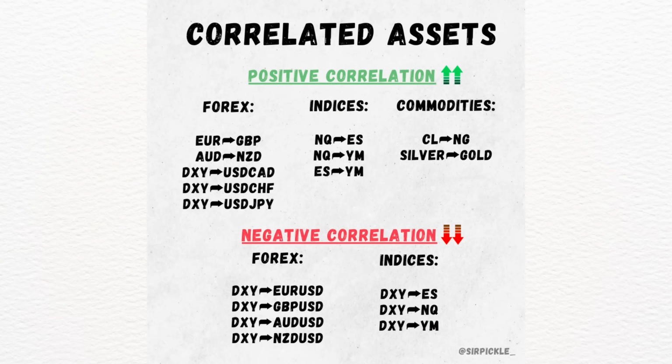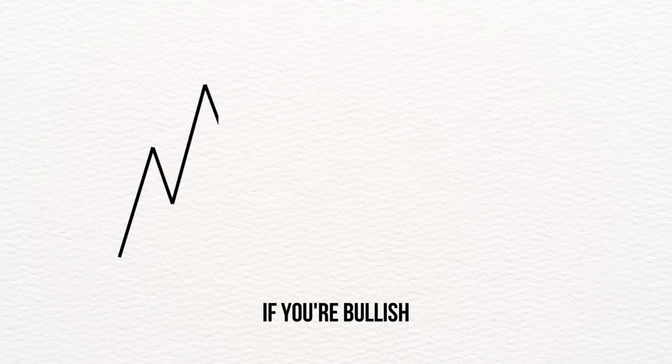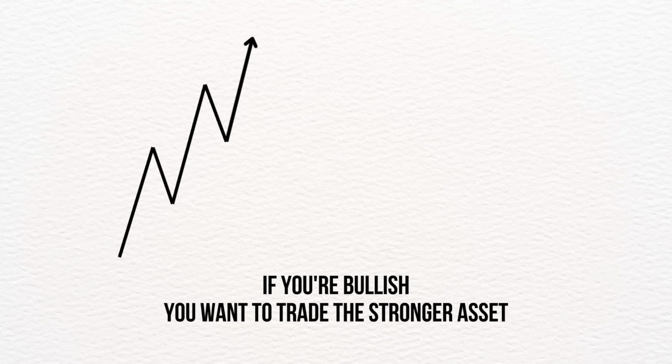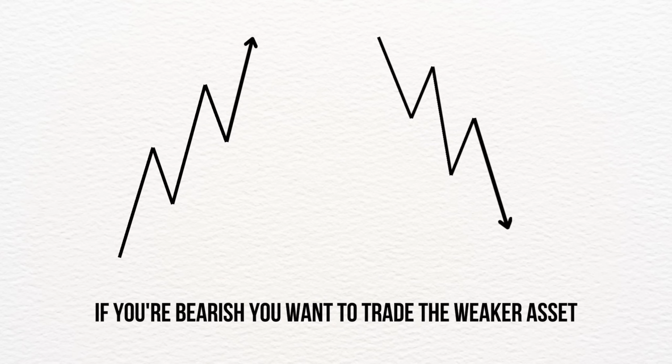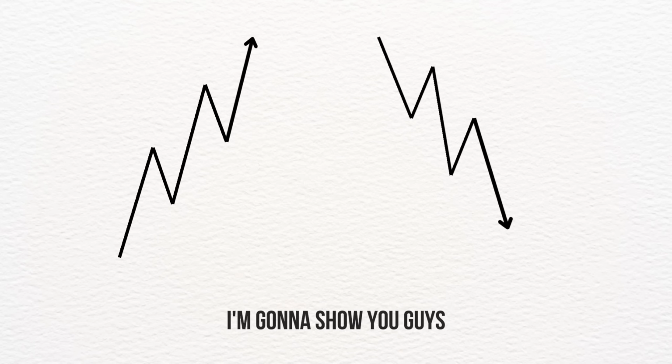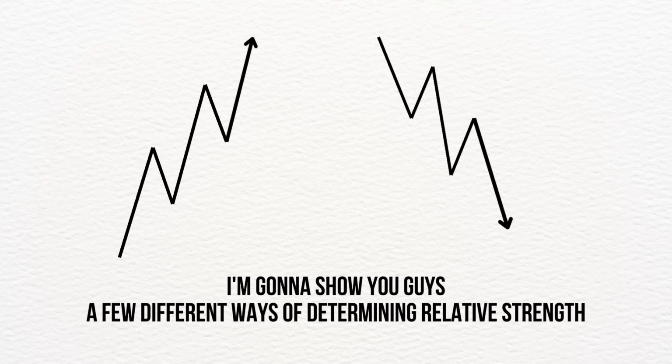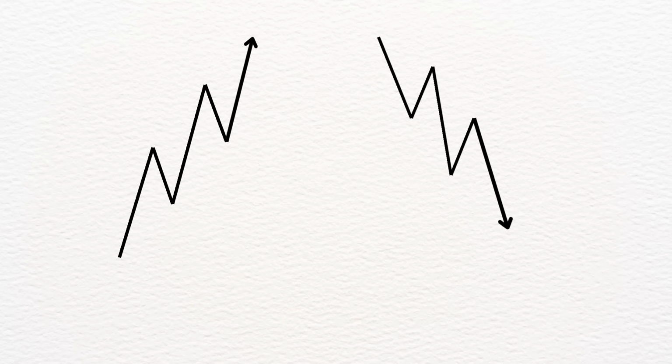So here is a handy graphic I made showing you guys the correlated assets. If you're bullish, you want to trade the stronger asset. If you're bearish, you want to trade the weaker asset. So I'm going to show you guys a few different ways of determining relative strength. You can choose whichever. No way is better than the other. Really just pick whatever you understand best and what you just tend to naturally gravitate towards.